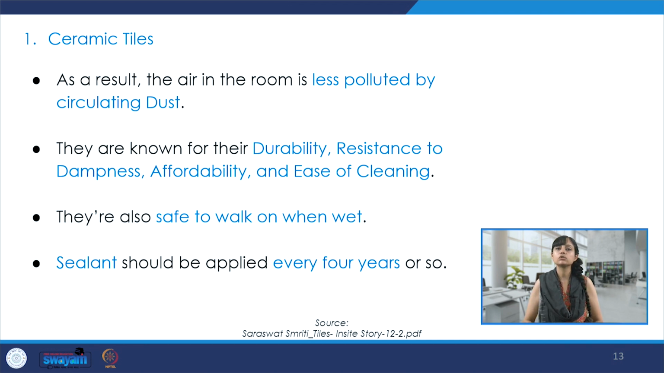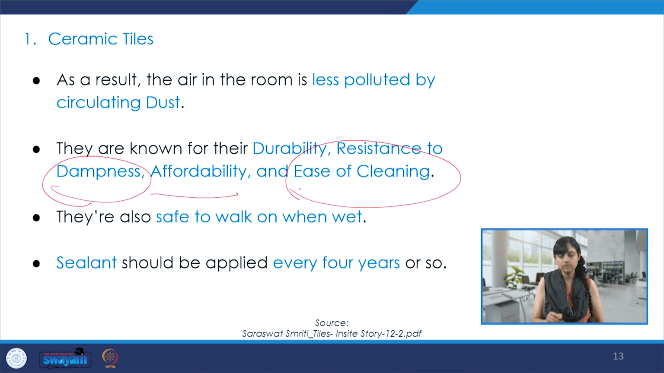And these tiles are also known for their durability, resistance to dampness, affordability, ease of cleaning, which is very, very important while working with tiles. They are also safe to walk on when they are slightly wet. So that's why also they are in demand. And they require the application of sealant, typically every 4 years or so.